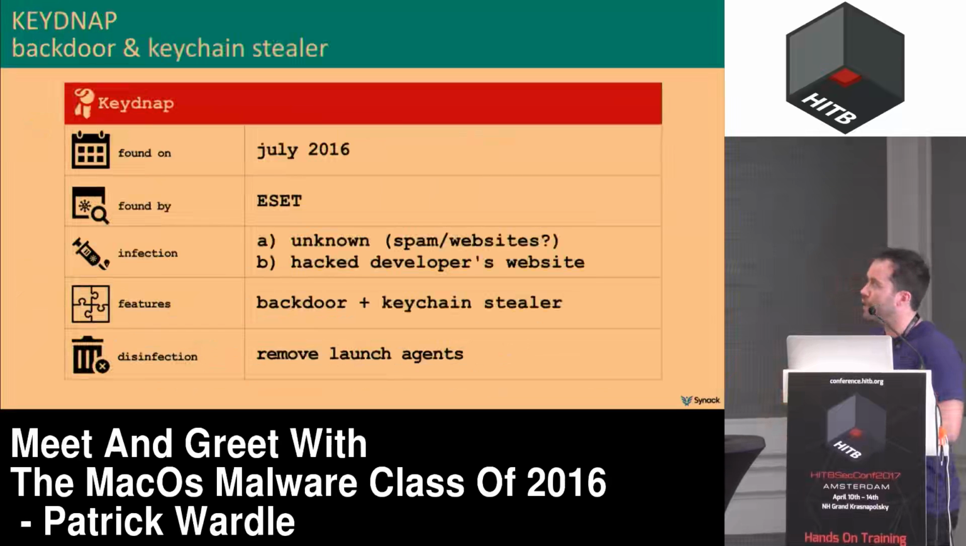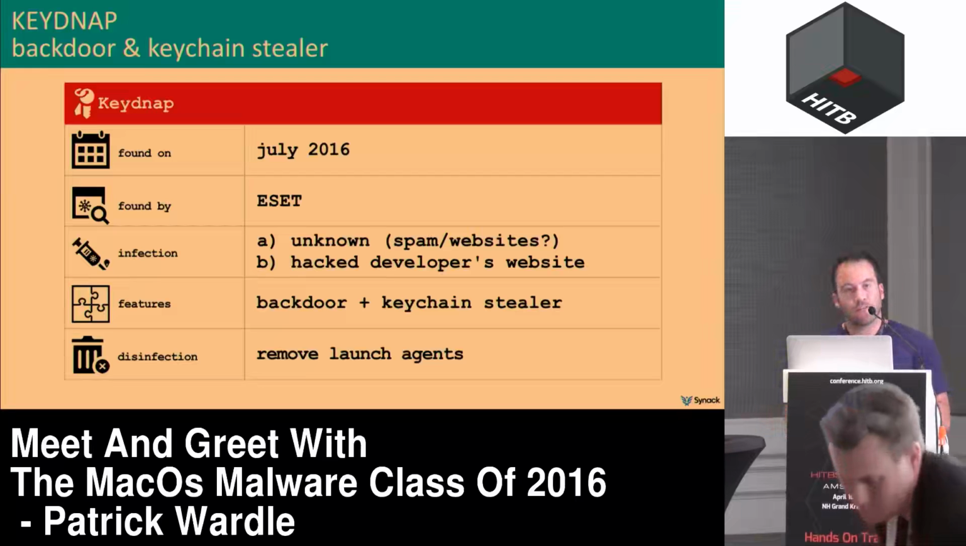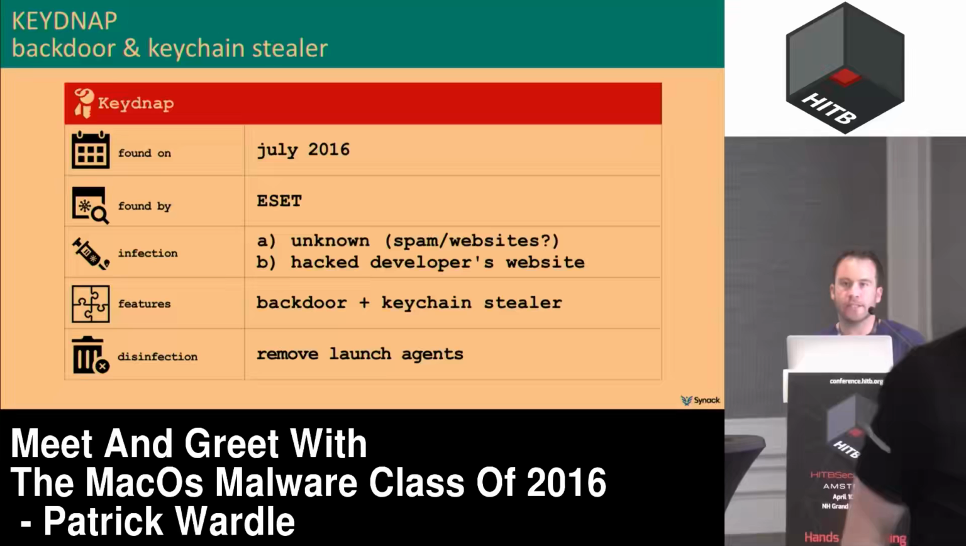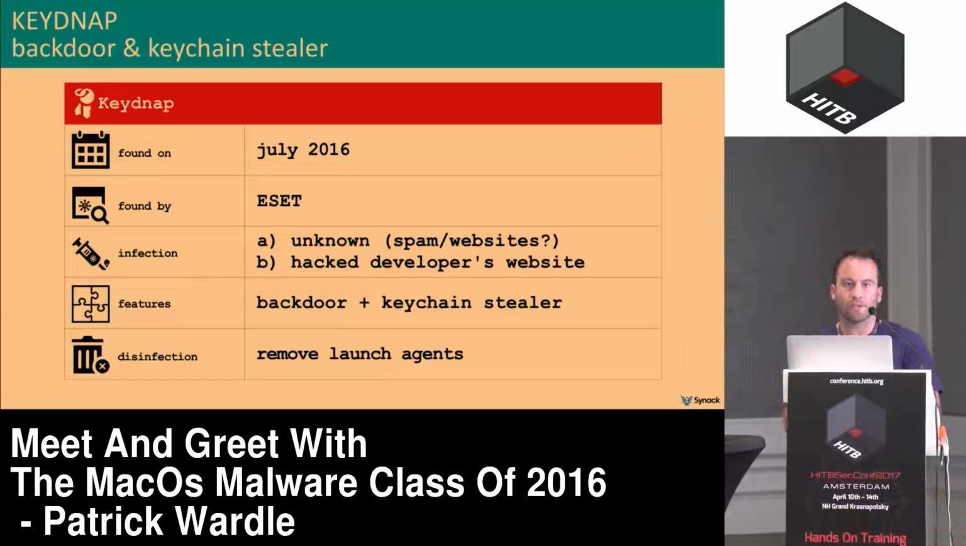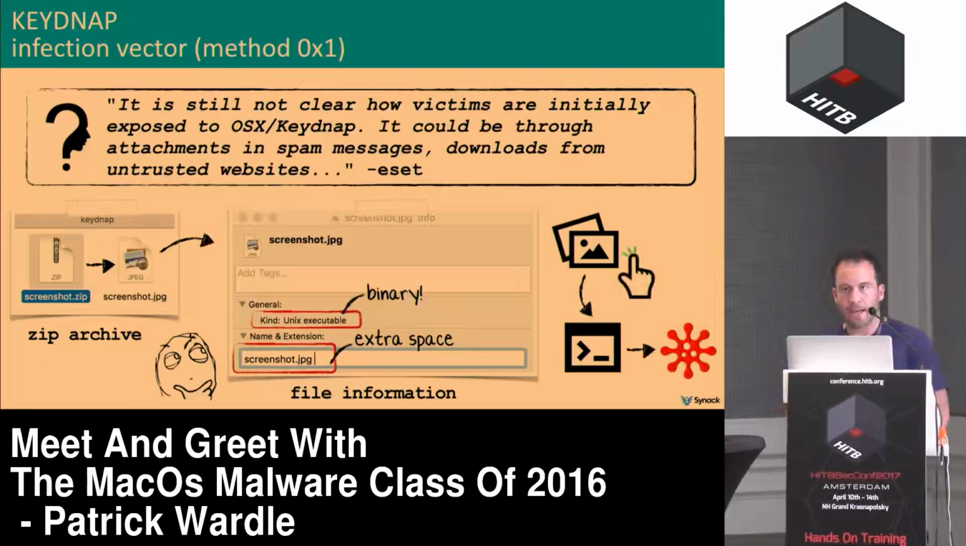Okay, the next sample is Keranger. This was discovered in July by ESET. It's a fairly standard backdoor, though it has an interesting propensity for stealing credentials from the keychain. Its initial infection vector was not known. The analyst at the time wasn't sure how it got onto Mac computers, but as the quote said, it's probably via email or perhaps social engineering. What was known, though, was that it was distributed as a zip file.